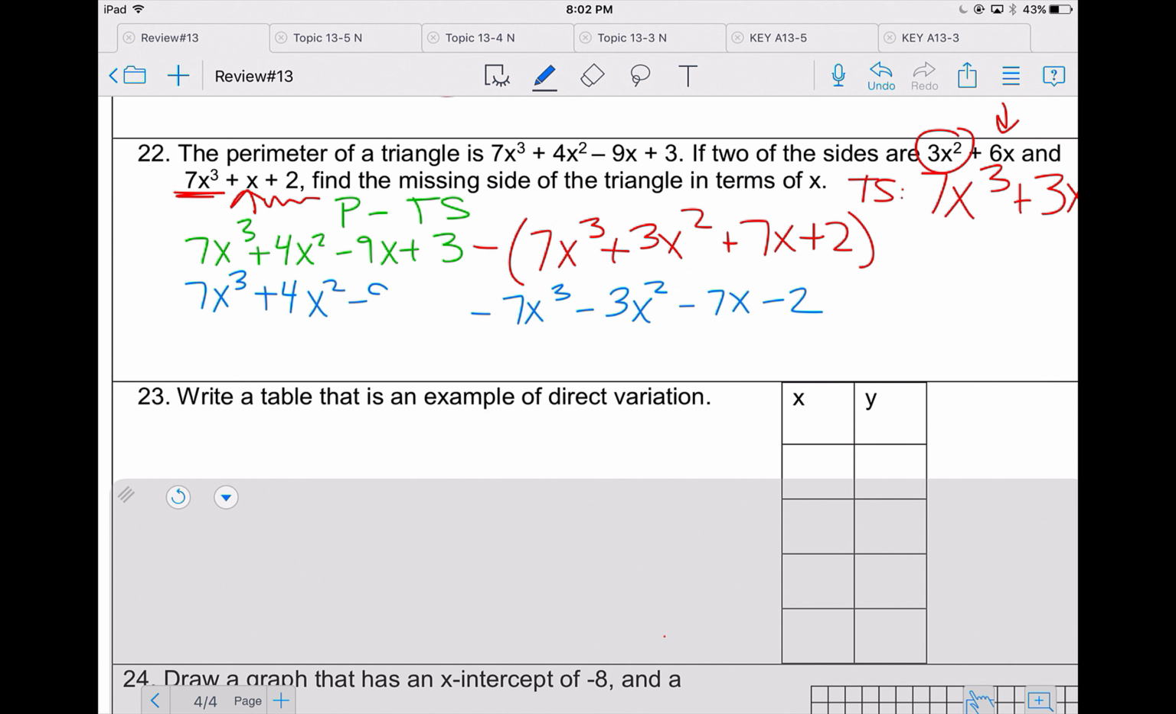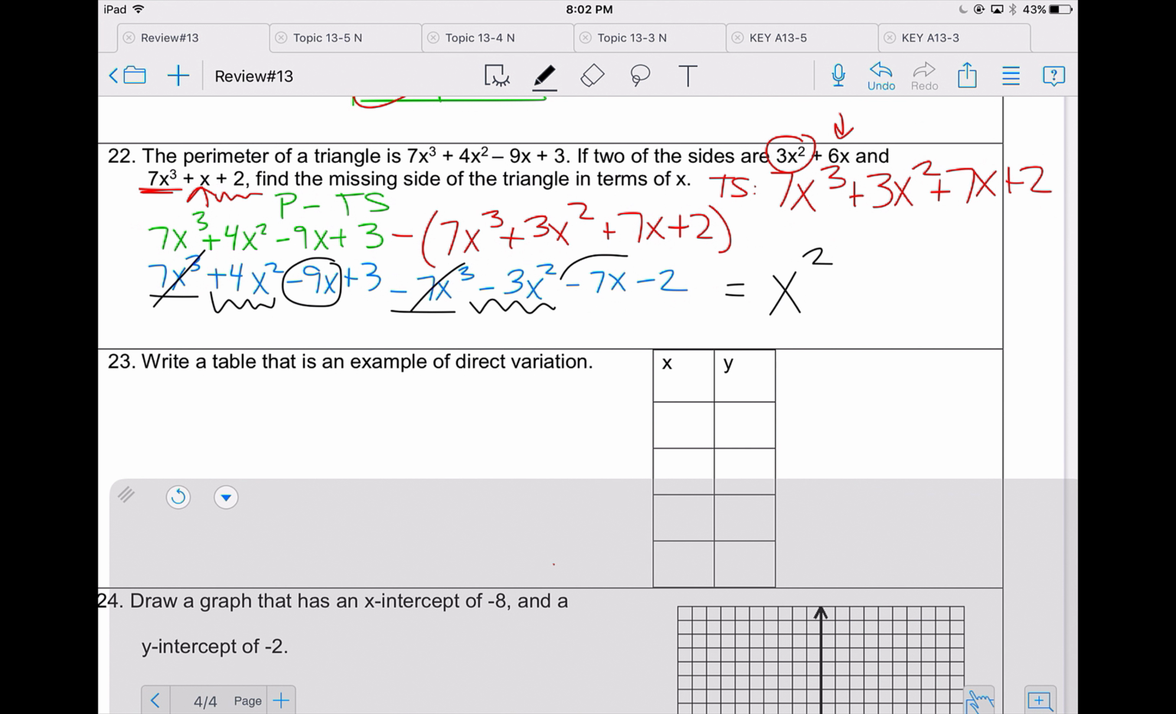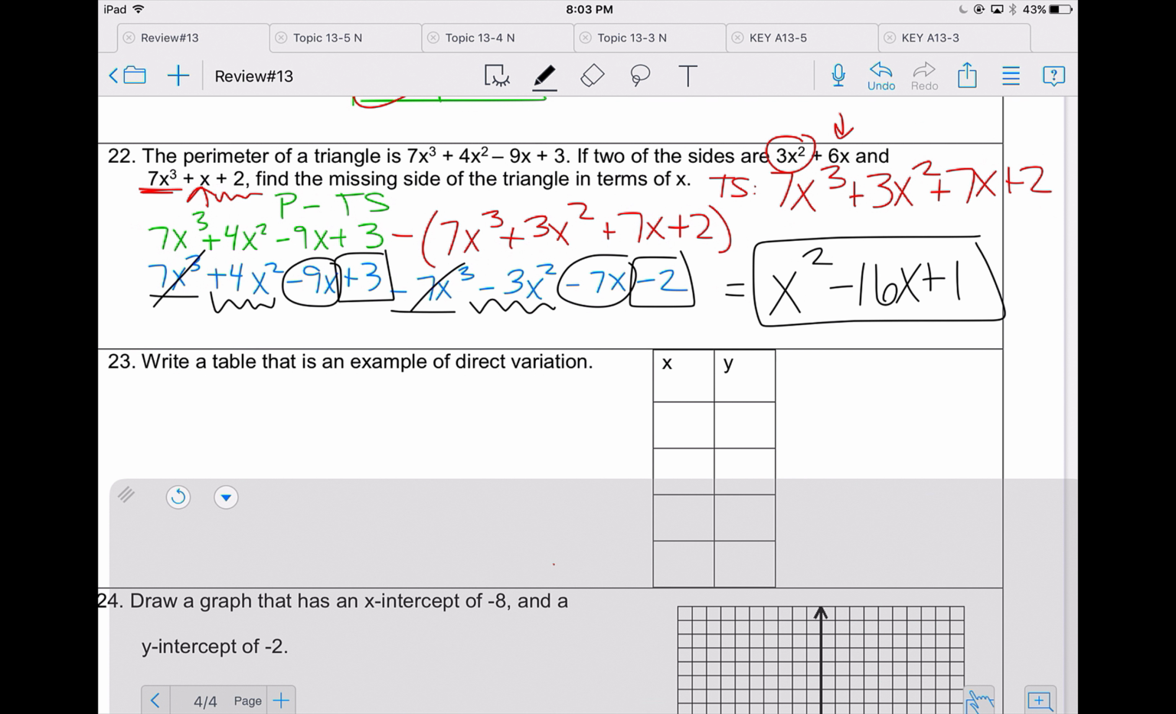And then I combine my like terms. So 7x cubes minus 7x cubes is 0x cubes. Those cancel. 4x squared minus 3x squared is a total of 1x squared. Negative 9x minus 7x is negative 16x. And 3 minus 2 is 1.